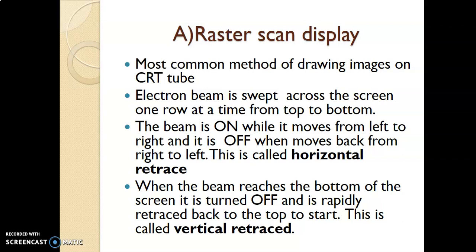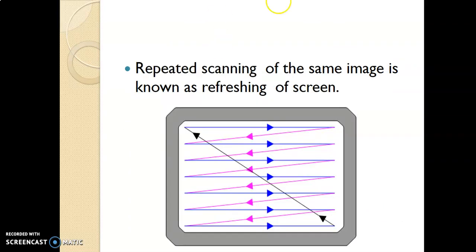When the beam reaches the bottom of the screen, it is turned off and it is rapidly retraced back to the top, to the start. This is called the vertical retrace. You can see in this diagram the blue lines, these are the on lines when the electron beam is on. When it retraces back, the horizontal retrace is shown by the pink lines.